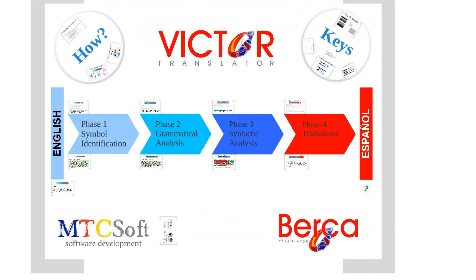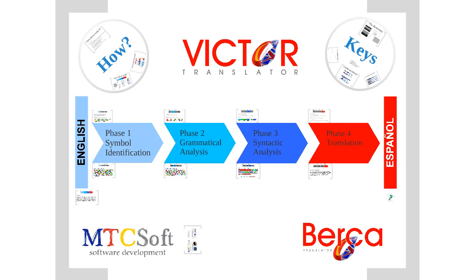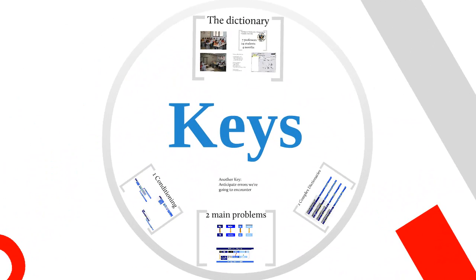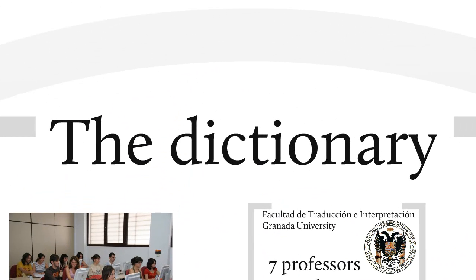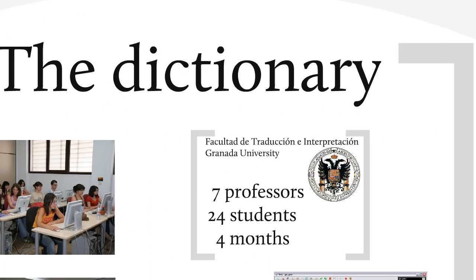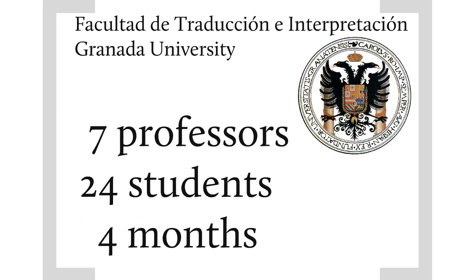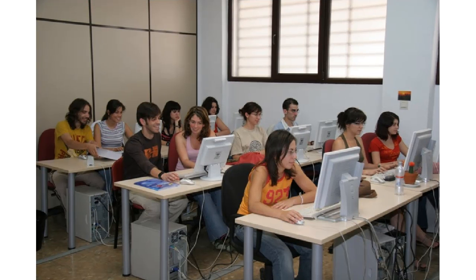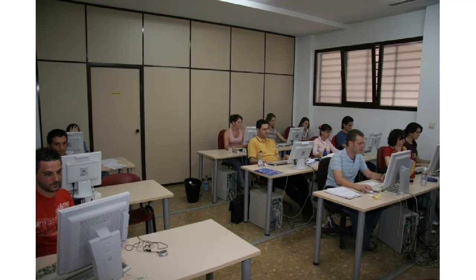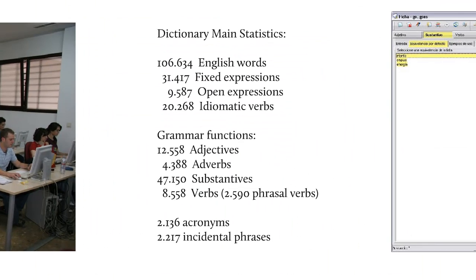There are various key aspects in the Victor project which have been essential to achieve truly professional results. Perhaps the most important piece in the puzzle is the dictionary. 24 students and 7 professors of the Translation and Interpretation faculty of the University of Granada spent 4 months introducing, one by one, more than 150,000 entries into a dictionary which was made to order for the application.